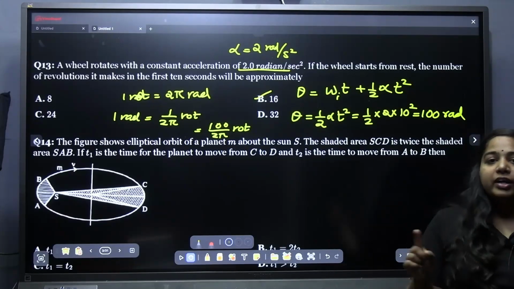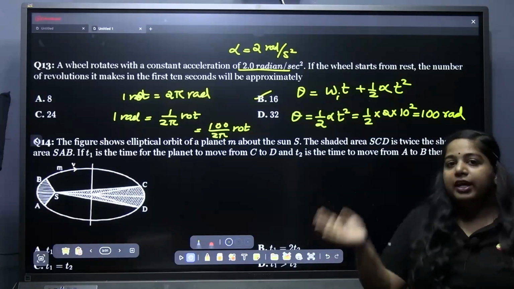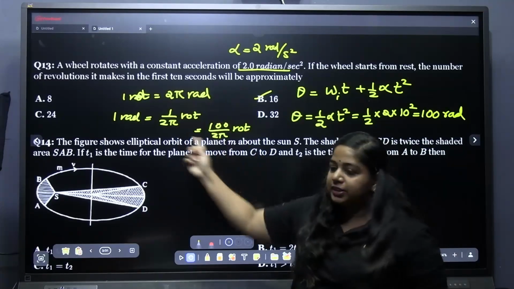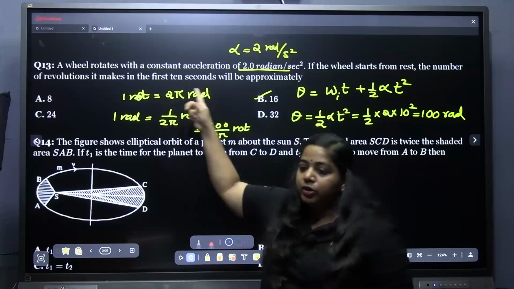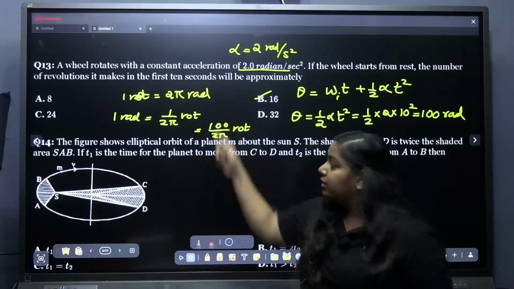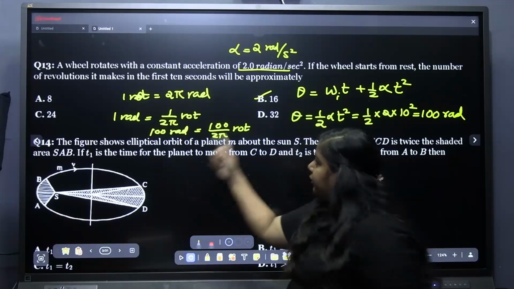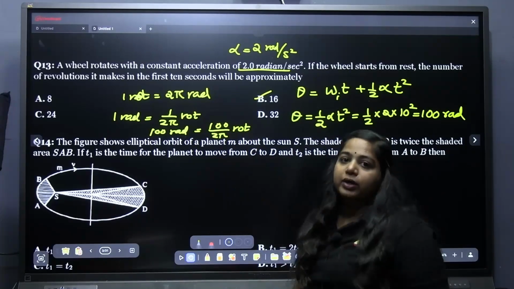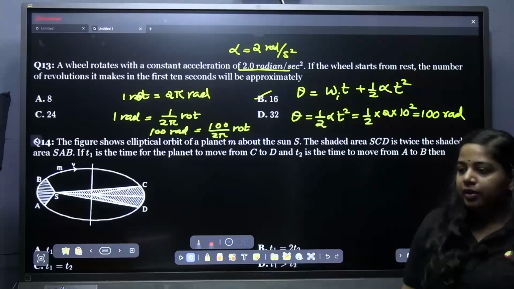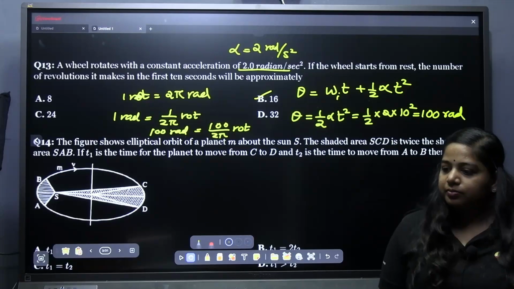One rotation is equal to 2 pi radians. So you have to find in 100 radians how much rotation is there. That is what conversion is done here. One rotation, 2 pi radians. So 1 radian equals 1 by 2 pi rotation. So 100 radian equals 100 by 2 pi rotations. When we calculate 100 by 2 pi, we will get 16. Now is it clear? Is it clear?